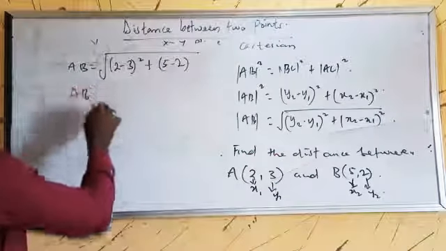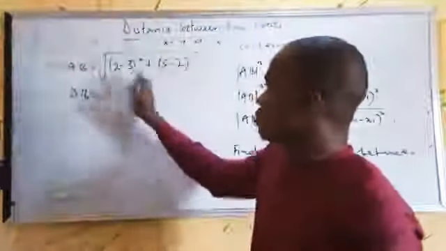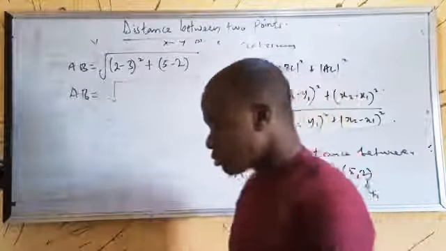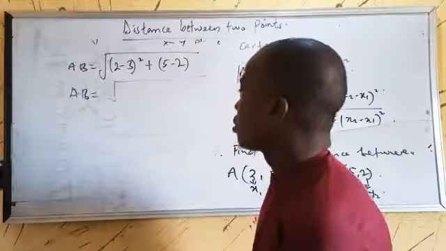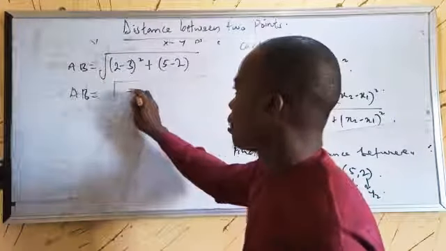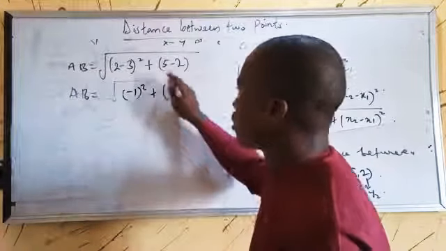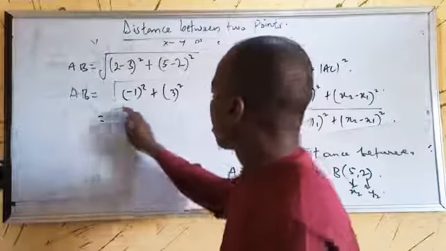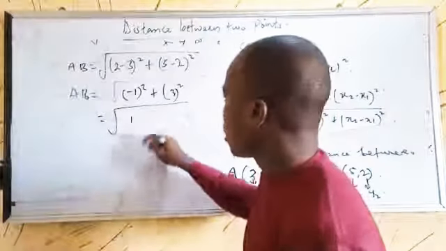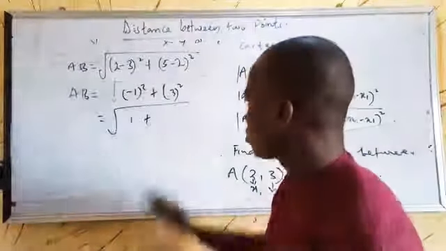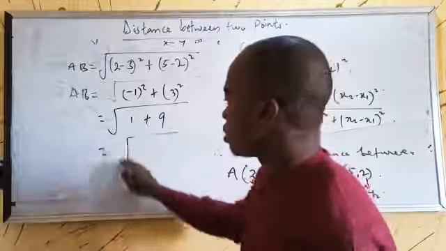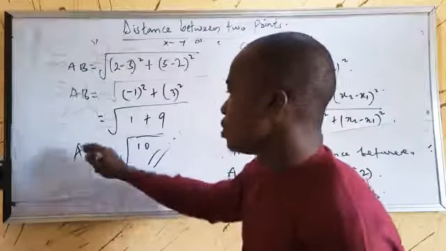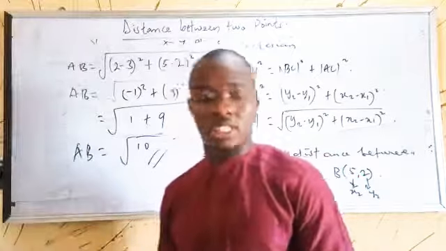So I have my AB, that is, distance AB will be the square root of (2 minus 3), that is minus 1, all squared, plus (5 minus 2), I have 3, all squared. Are you getting it now? So from here, minus 1 squared gives me 1, plus 3 squared, I have 9. So this will be root of 10. Can you see that? So therefore, the distance AB is root 10. That is all about that.